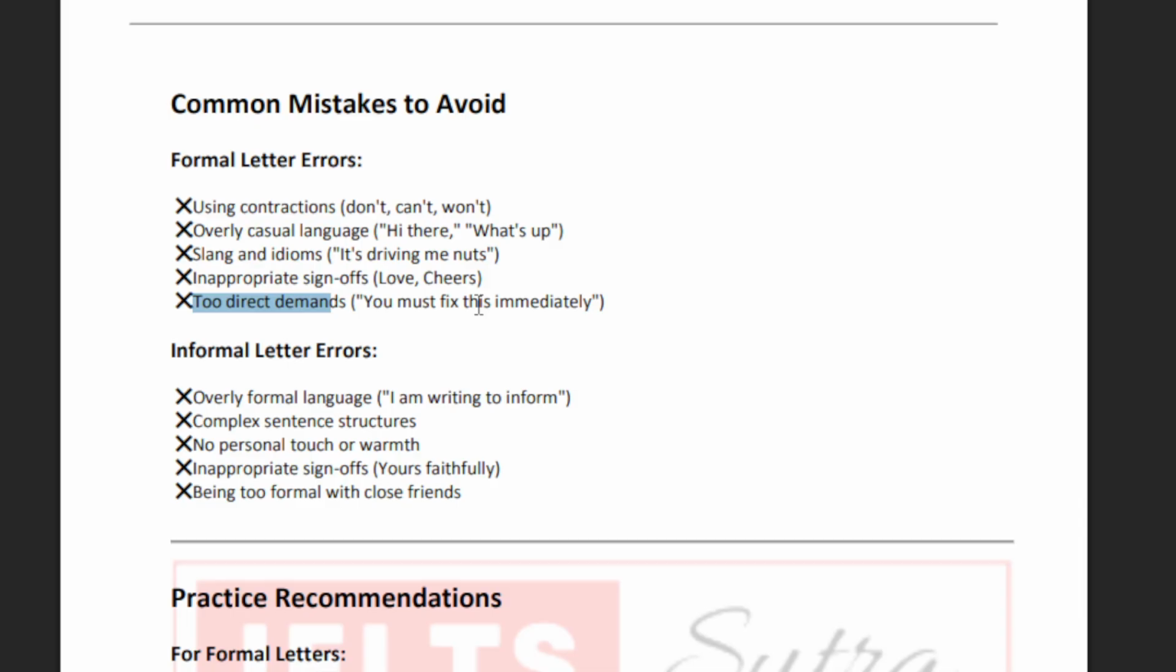You cannot be authoritative in case of formal letters, whereas in case of informal letters, you can just say it. You have to avoid overly formal language, you have to be more casual, you have to avoid using complex sentence structures, you have to be more simple. No personal touch or warmth and inappropriate sign offs should not be there. You don't have to be too respectful, and being too formal with close friends is not a good way to write informal letters either.